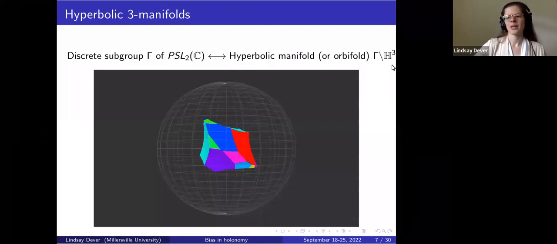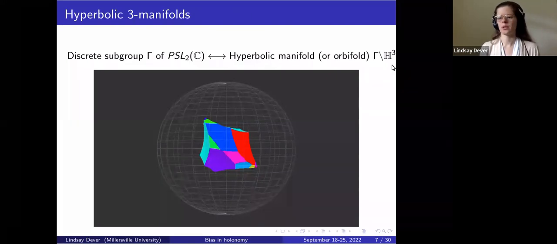Okay, so if we take a discrete subgroup of these isometries, that will correspond to a hyperbolic manifold or orbifold, which we'll write as H mod gamma. So this is a picture of an example from the program SnapPy. And this is a solid 3-dimensional object where we're gluing faces of the same color by some isometry in gamma.